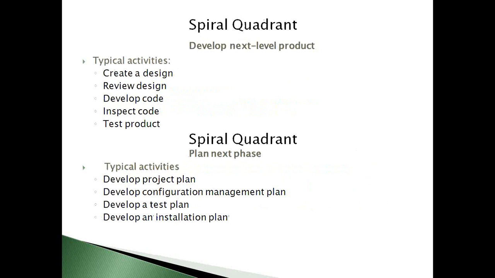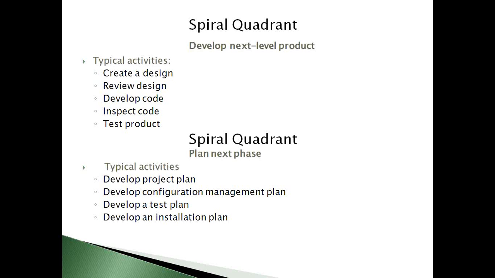And in the next quadrant, quadrant 3, we are going to work on developing the next level product. The typical activities involved in quadrant 3 are creating a design, reviewing a design, developing the code, inspecting the code, and then testing the product.